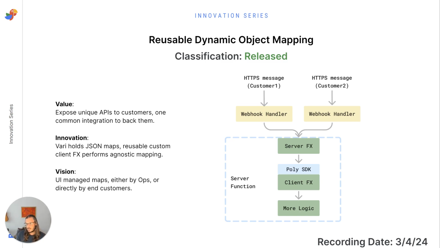And our vision here is that soon enough, these Vari JSON maps will have a UI where they could be mapped. And so you can manage these, either your operations team or maybe even your direct end customers could manage the maps, and those maps take immediate effect. So you'd have a real-time ability to maintain the mappings. One last note I'll point is that these mapping files could also be used by different functions.